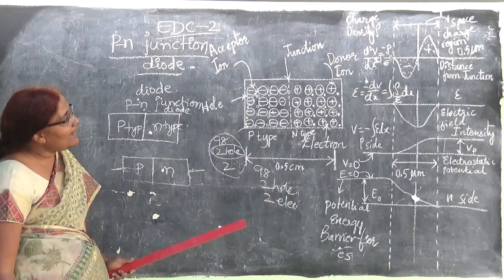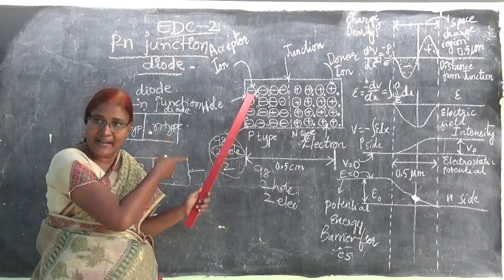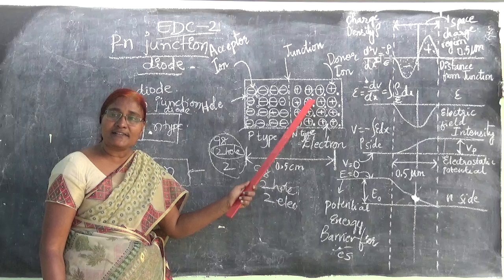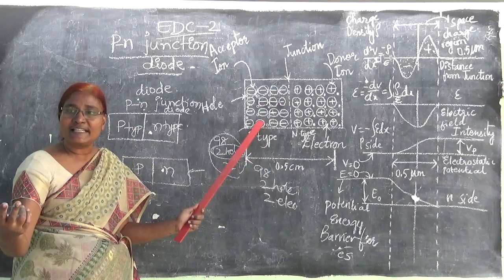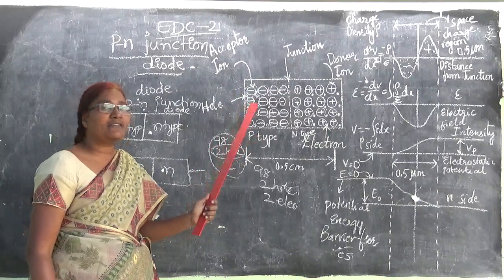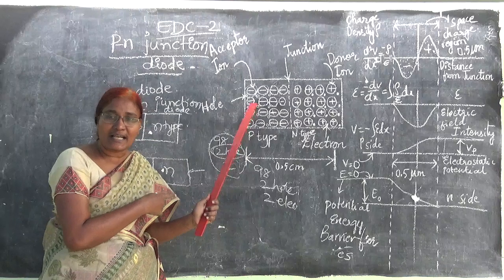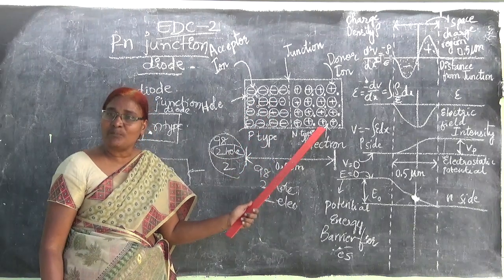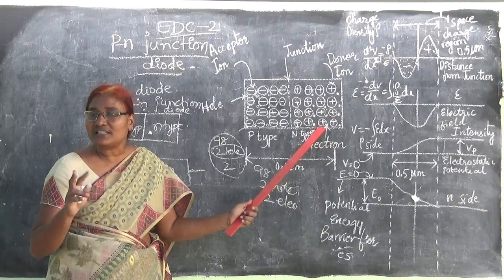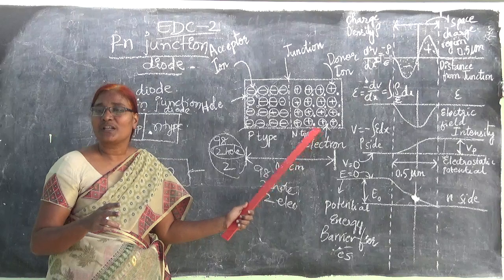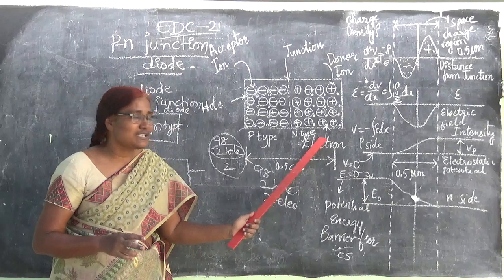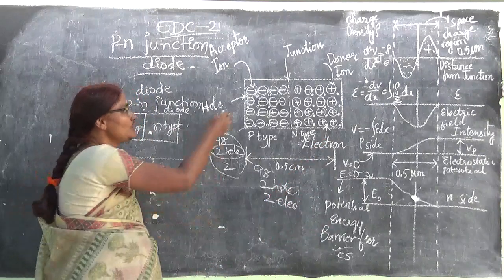So what happens, here we are having 100 holes, here we are having 2 holes. Here we are having 100 electrons, here we are having 2 electrons. There is a lot of concentration gradient. That means we are having high concentration of holes here, very low concentration of holes here. So what happens? Due to this concentration gradient, that means concentration difference, definitely holes will move towards the lower concentration region. So holes will move.